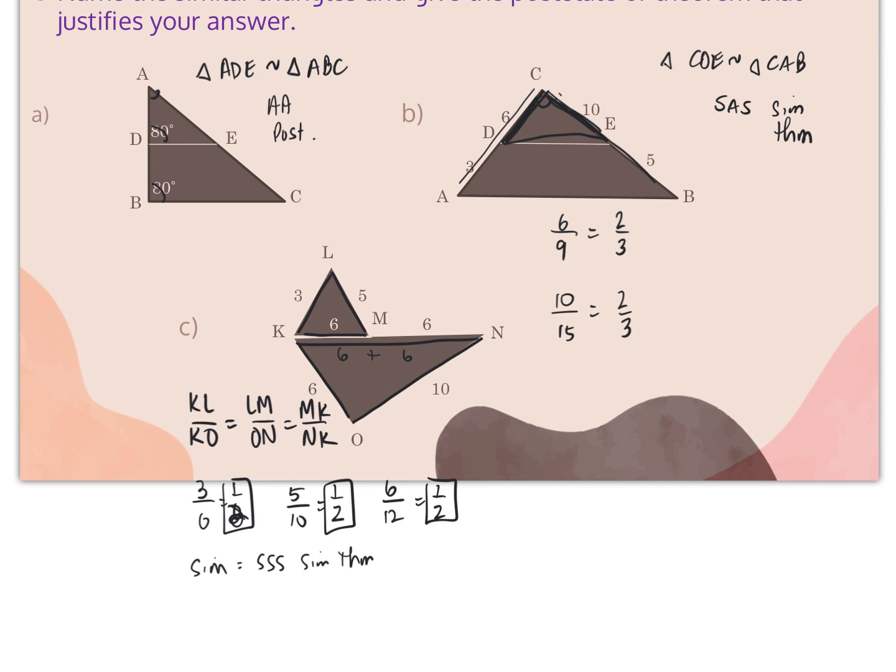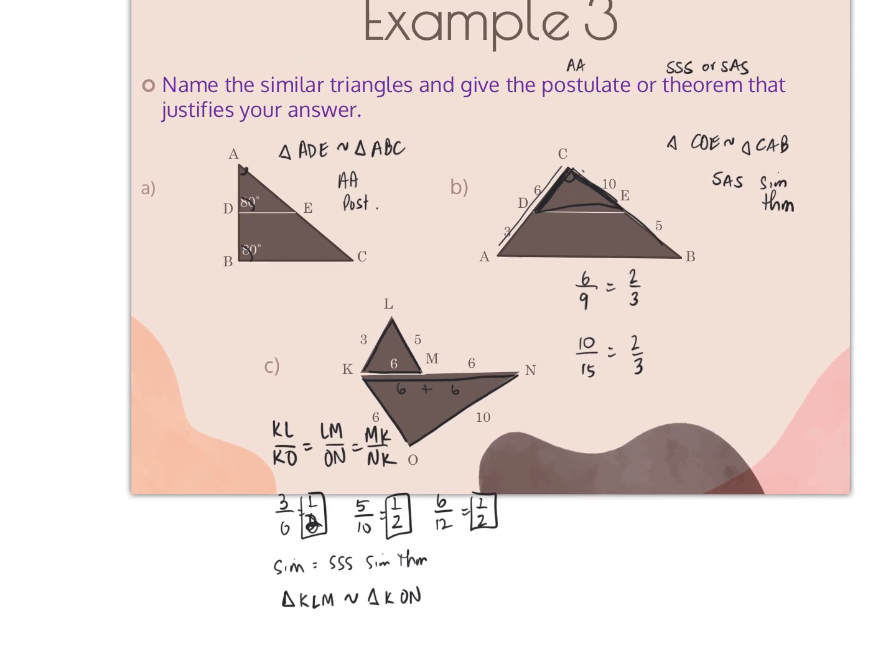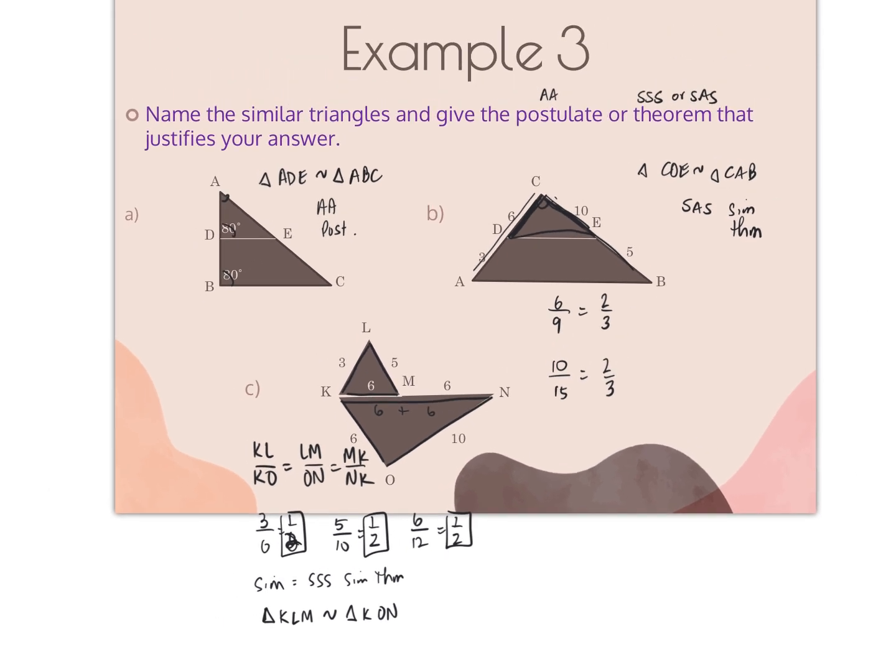And if I ask you to name the triangles, then you would say triangle KLM is similar to triangle KON. And that's it. So just remember, there's 3 ways to prove triangles are similar if it's not given to you initially, and it's angle, angle postulate, side, side, side theorem, or side, angle, side theorem.